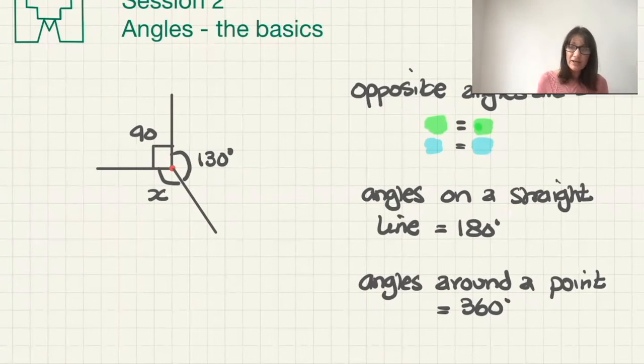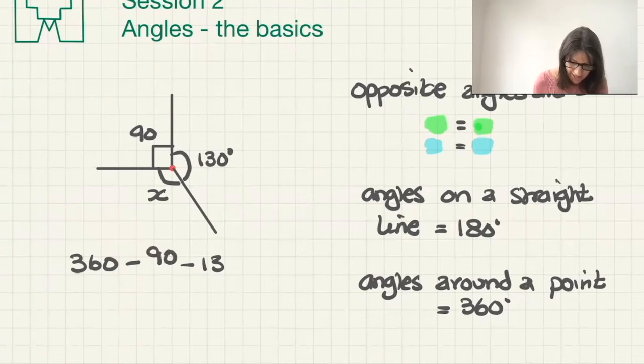Now, we know that angles around a point total 360. So my total 360, take away what I know, exactly what I did for angles on a straight line. Take away what you know. Well, I know there's 90 there, and I know there's 130 there.